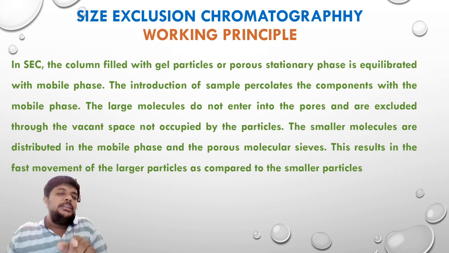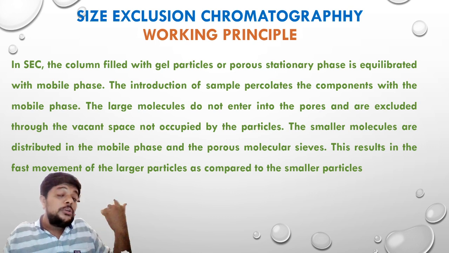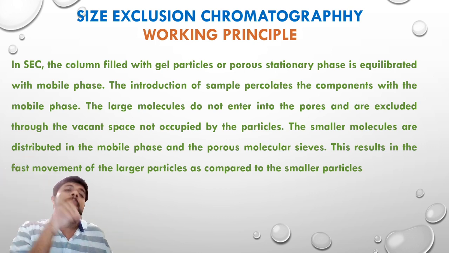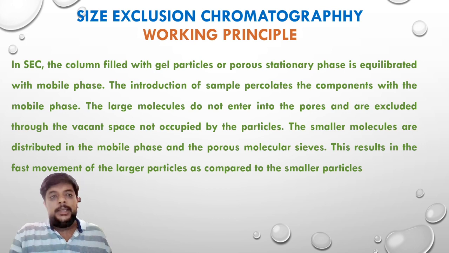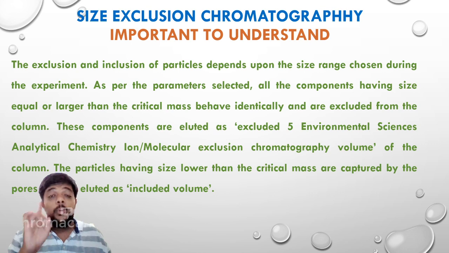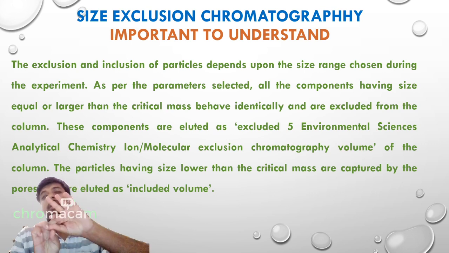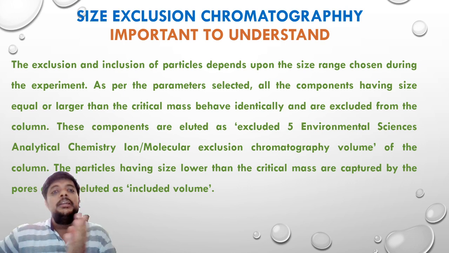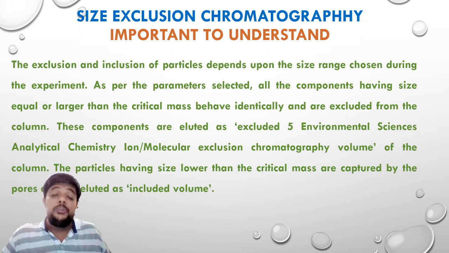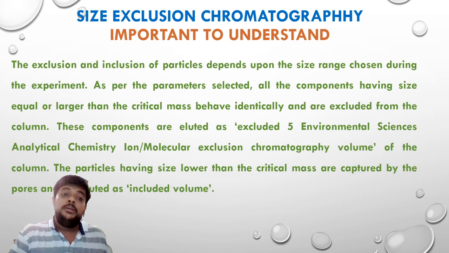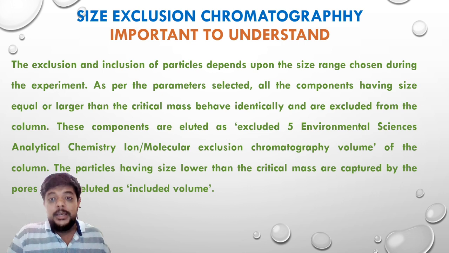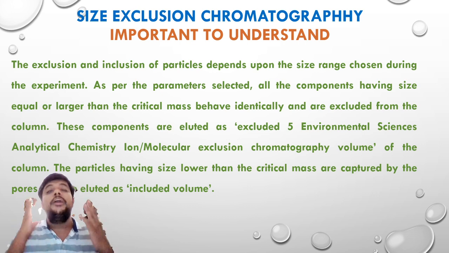So the larger particles are excluded out quickly. This is the base when we try to explain size exclusion chromatography. What is very important to understand over here? Two words: exclusion and inclusion. The exclusion and inclusion of particles depends on the size range chosen. As per the parameters, all the components having size equal to or larger than the critical mass behave identically and are excluded from the column.